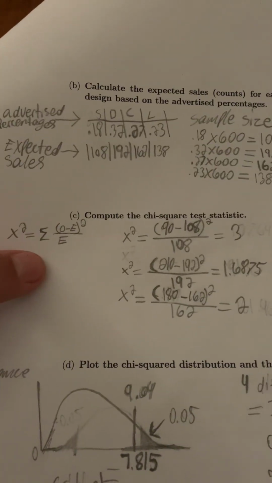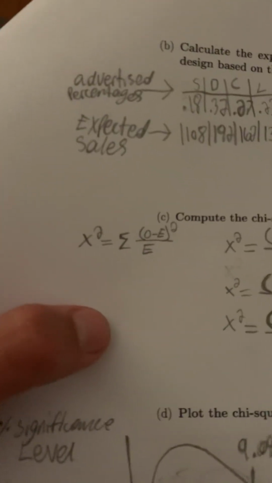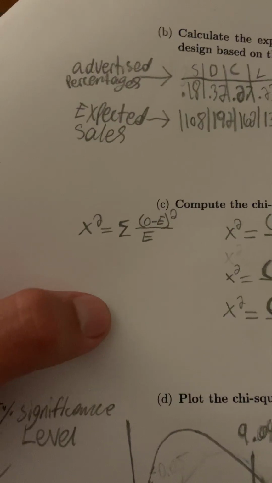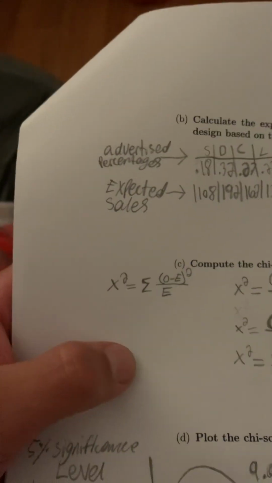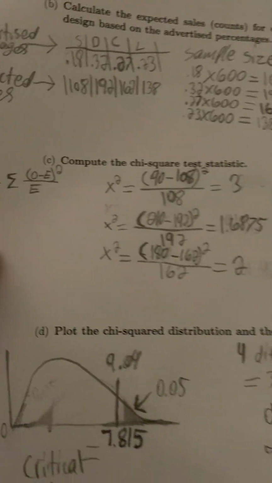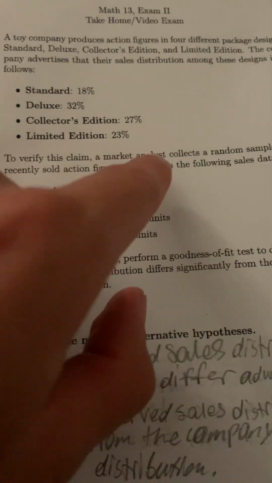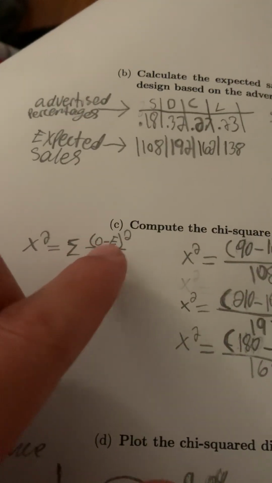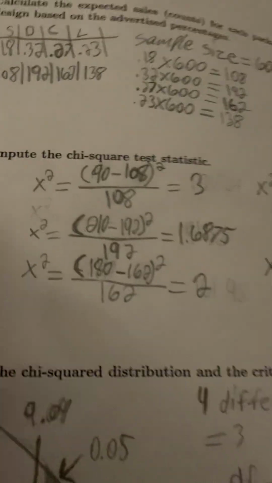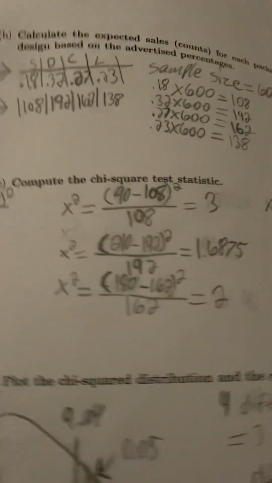So compute the chi-square test statistic. And you're going to be using this formula that we learned a long time ago. And these are advertisement expected sales. This formula. And so you plug these in, right? Because these are the expected. But the observed are the ones over here. These are the ones that they recorded, right? Observed. So the observed minus the expected divided by the expected.